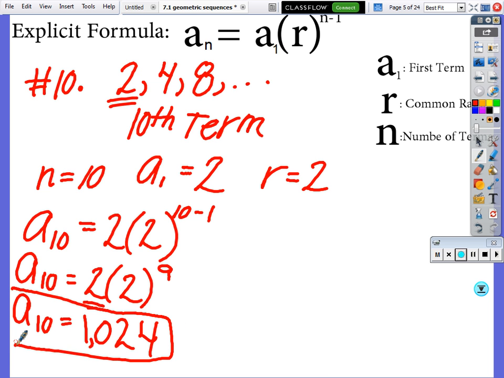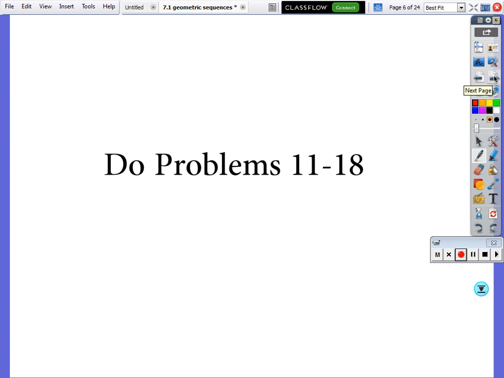So make sure you use that formula and you have it in your head. Okay, the explicit formula is this formula and it allows me to find any term in any given sequence. Okay? And yes, for the SAGE test, you'll have to have this memorized. I'm not going to give it to you. You'll have to remember it. So if you need to put a star by it in your notes, do that. Okay? So now you're going to do problems 11 through 18.